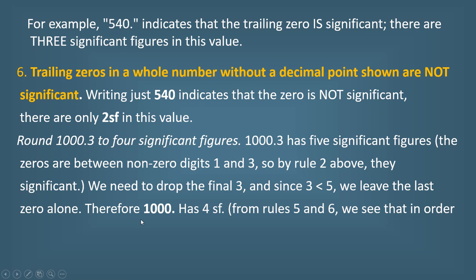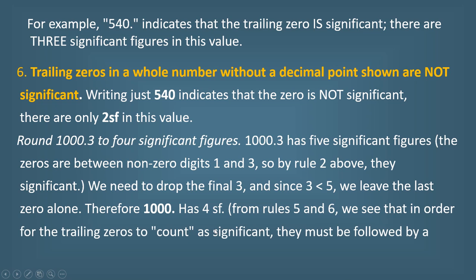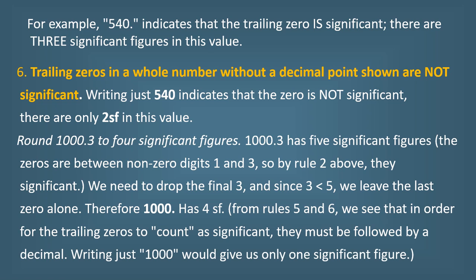0 alone. Now if therefore we write 1 0 0 0 and we put there this point, then this value will have 4 significant figures from the rule number 5 and number 6. We see that in order for the trailing 0 to count as significant, they must be followed by a decimal point. So here we're trying to round off this value which has 5 significant figures. Why 5? Because these zeros are between the non-zero digits according to a rule we mentioned above.